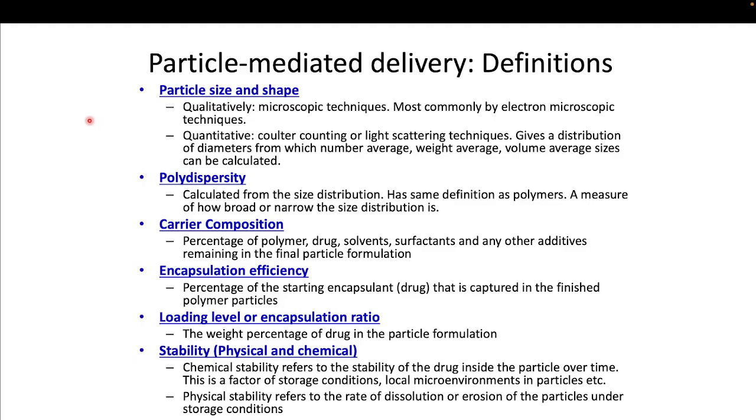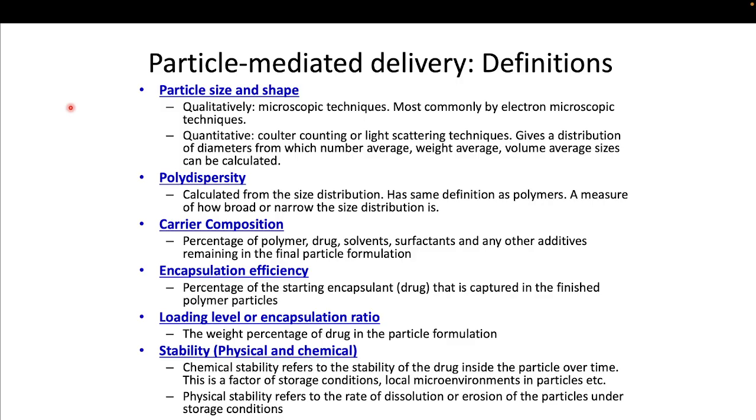So here are some of the other definitions that matter a lot when we are studying these micro and nanoparticles. As I was saying, you need to know the particle size and shape. There are ways to calculate it. First, you can have a qualitative assessment of these particles. This is done through microscopic techniques, and you can do it using light microscopy as well. That works for microparticles, but your nanoparticles are of a very, very small size. So in that case you have to go for electron microscopy techniques to visualize the particles in a better way, or you can do a quantitative assessment in which you try to see what is the exact size of these particles.